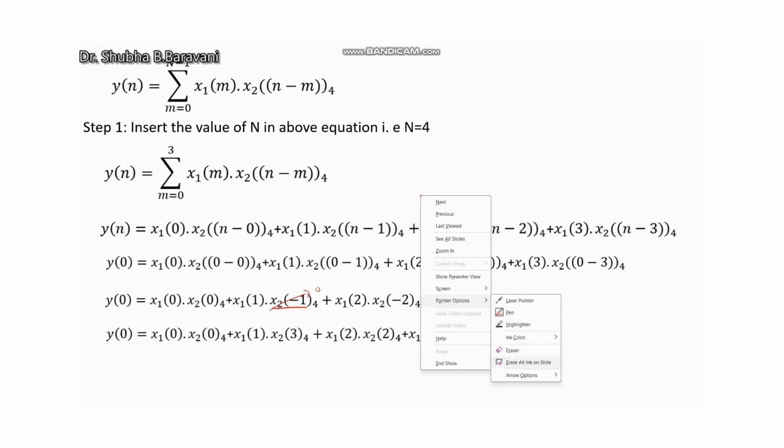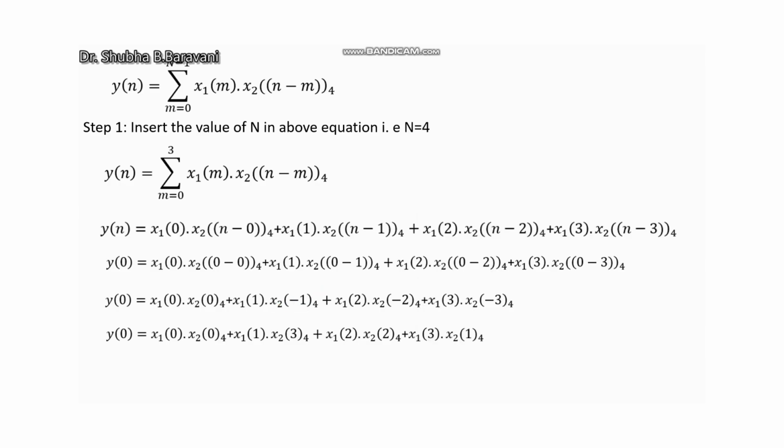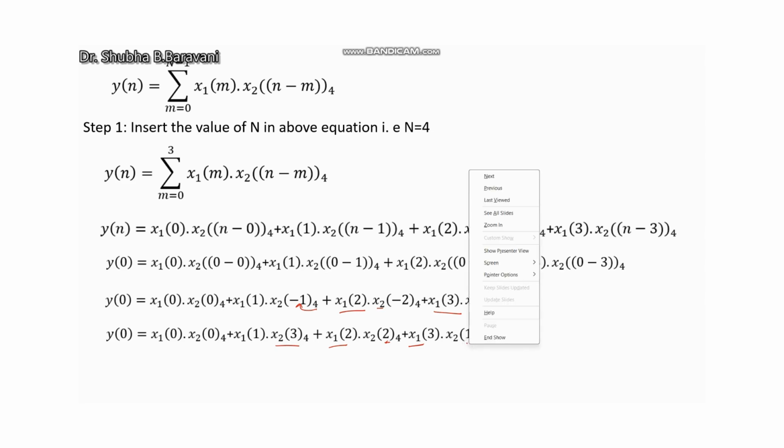In circular convolution, what we do is we take 4 minus 1, which is 3. So whatever sample exists at x2 of 3, we consider that. Similarly, x1 of 2 as it is, and x2 of 4 minus 2, which is 2. Similarly, x1 of 3 as it is, and x2 of 4 minus 3, which is 1. So we'll substitute all these values now.